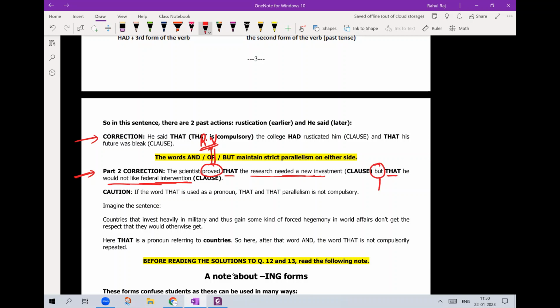Now there's a bit of caution that you have to take care of. What it says is, if the word "that" is used as a pronoun, "that and that" parallelism is not required. Now they have given you an example, countries that invest. Now what is this "that"? This "that" is 100% a pronoun which is referring back to a country. So, country that invests heavily in military, and "that" is not required over here. "That and that" parallelism will only be followed when the first "that" is followed by a reporting verb. If "that" is acting as a pronoun, "that and that" parallelism is absolutely not required in the sentence. Is this making complete sense? Anyone? I'll come down to the reporting verb.